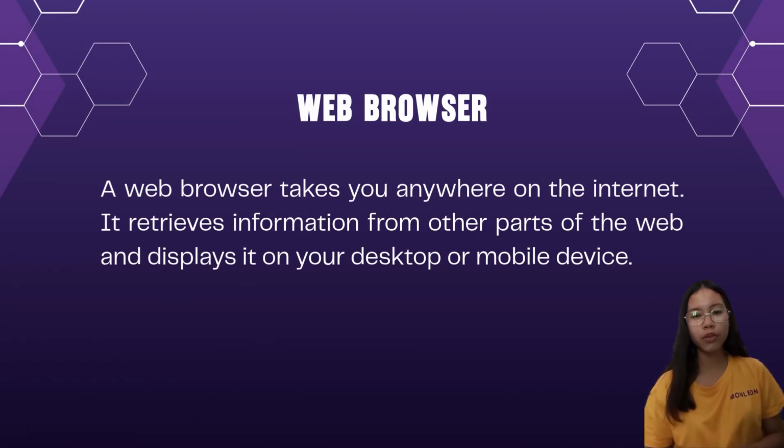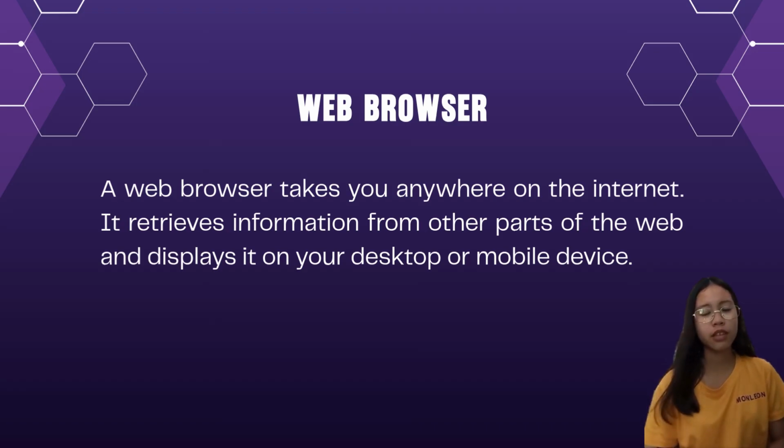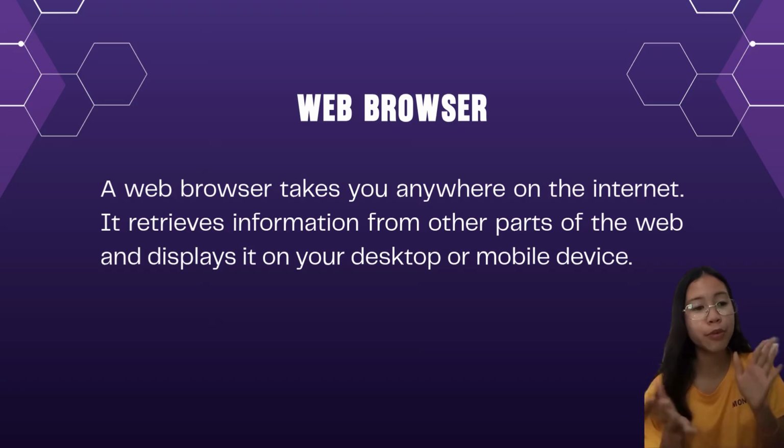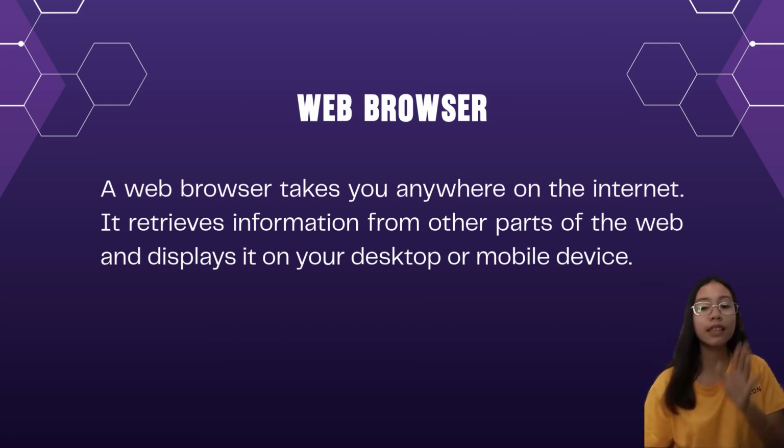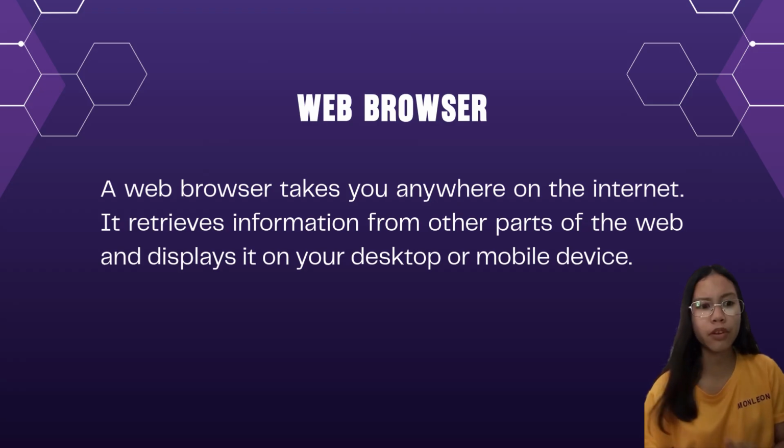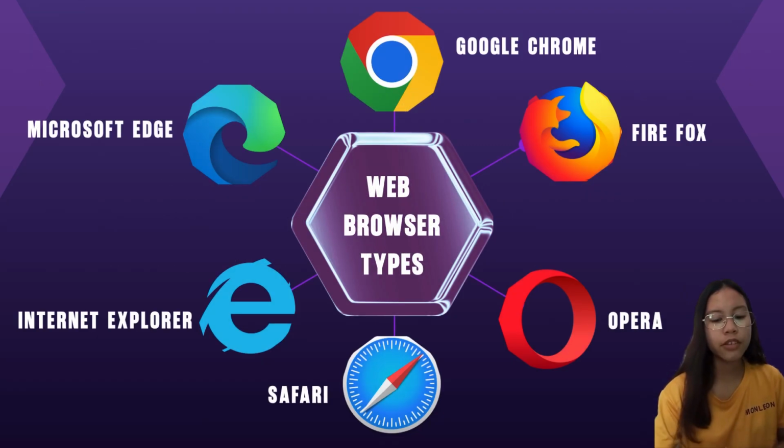So, what is a web browser? A web browser takes you anywhere on the internet. It retrieves information from other parts of the web and displays it on your desktop, your phone, or your mobile device. Here are examples of web browser types: Google Chrome, Firefox, Opera, Safari, Internet Explorer, and Microsoft Edge.